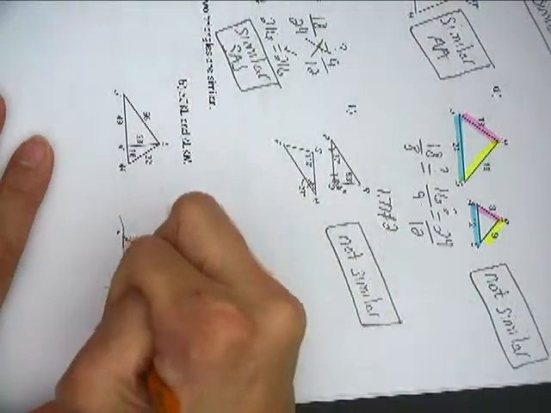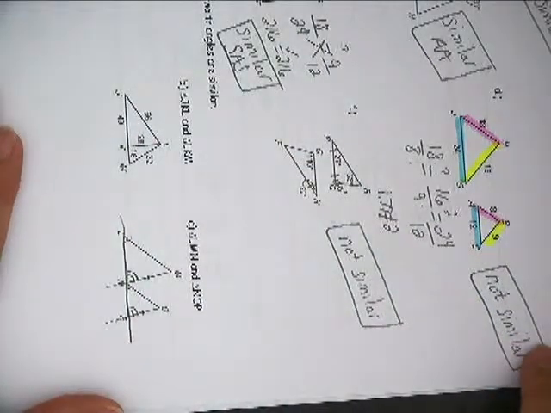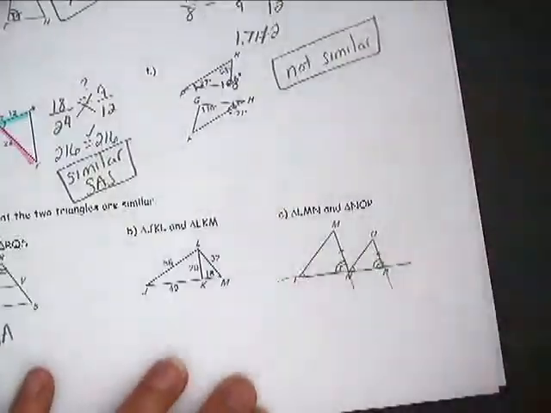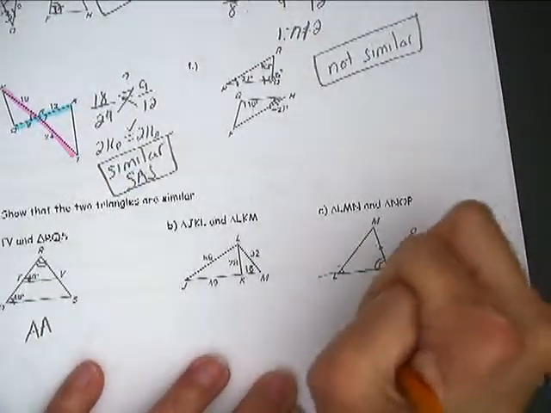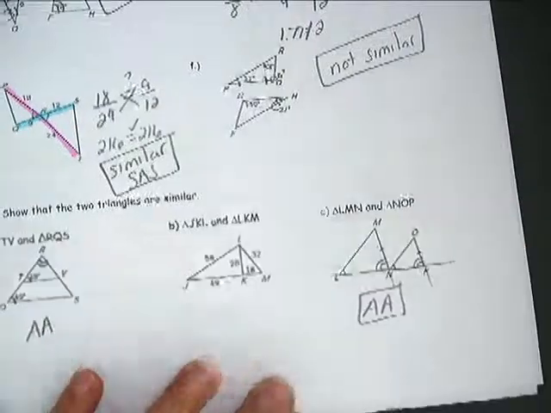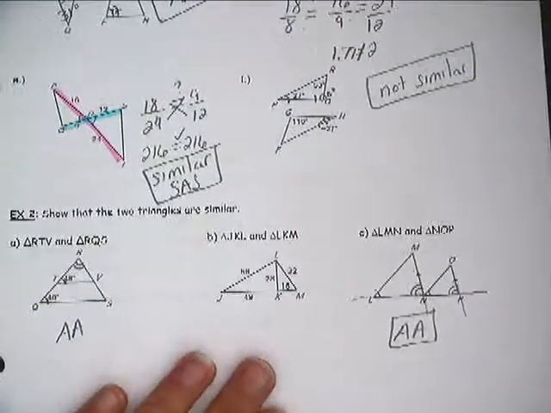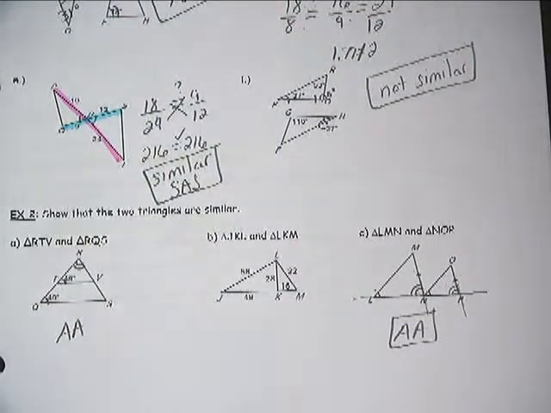With C, to prove that these 2 triangles are similar to each other, I'm told that I have 2 angles that are congruent, but also these are parallel lines. So if you have parallel lines, I want you to think of this being your transversal.